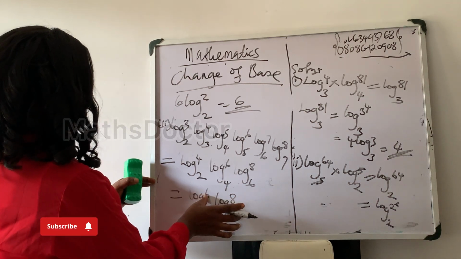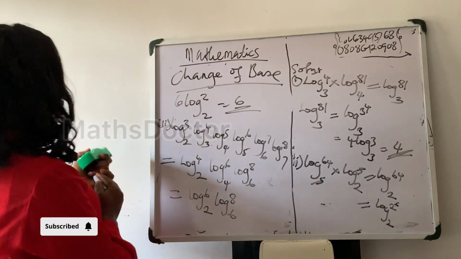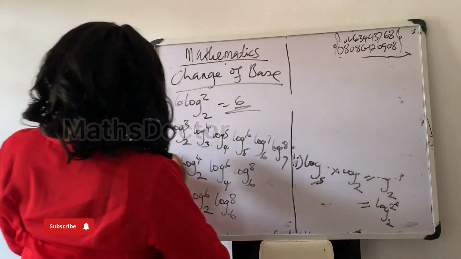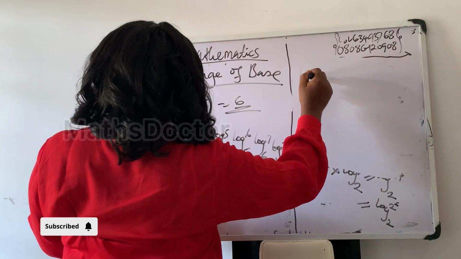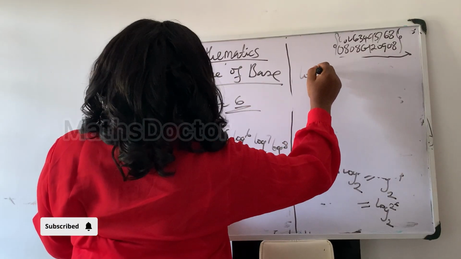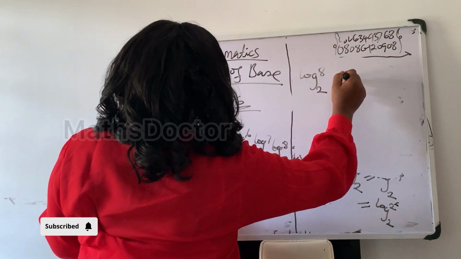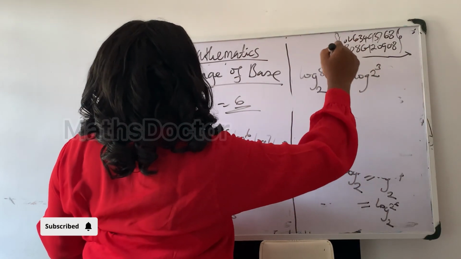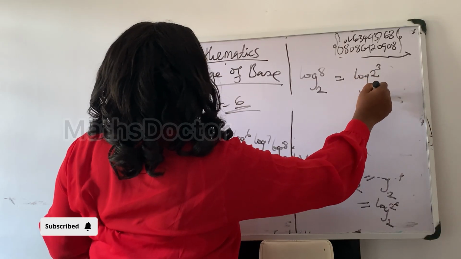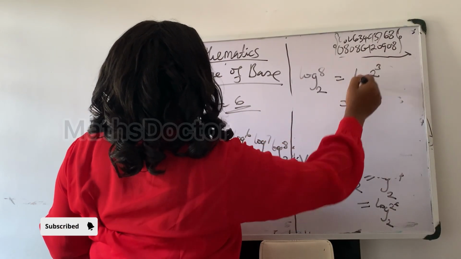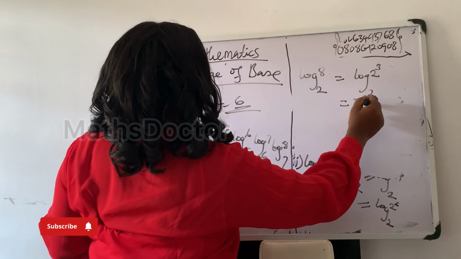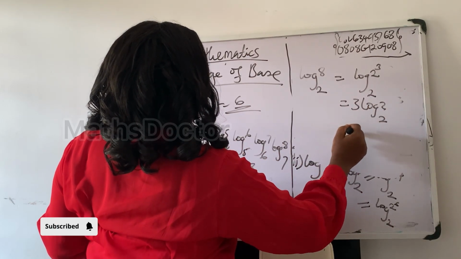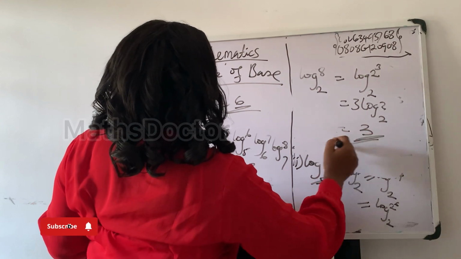You can see there is 6 here and there is 6 here. So it will now be log 8 to base 2, which is equal to log 2 raised to the power 3, because 2 multiplying itself 3 times gives us 8. Equal to the power multiplying the log, it becomes 3 log 2 to base 2. Log to its own base is 1. Therefore, our answer is 3.